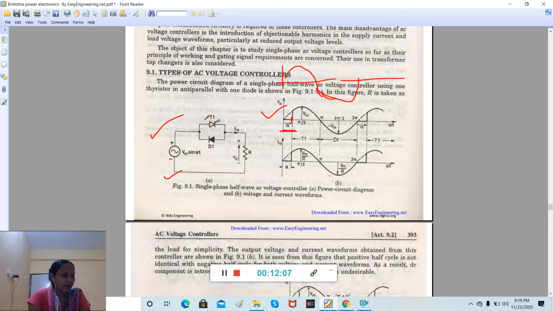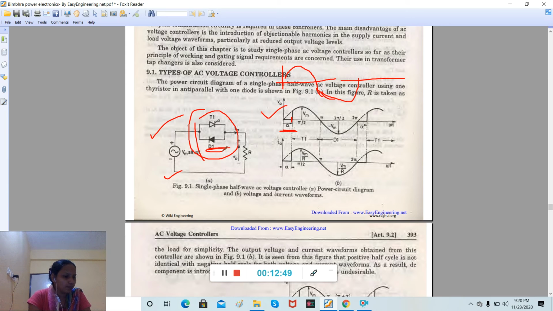After omega t equal to pi, the negative half cycle forward biases diode D1. So the negative half cycle reverse biases thyristor T1, but forward biases this diode. This is the diode here. Note that only the positive half cycle can be controlled here, because only for the positive half cycle is the thyristor operated. Control means the firing angle is given, then the thyristor is turned on, and so we get the output voltage waveform.